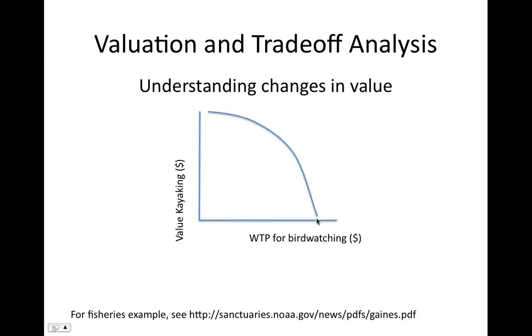And the opposite's true, where we have no kayaking and lots of bird watching. So we're often left with data and analysis from part of this curve, and our EBM may push us outside of that curve. So that's something to keep in mind when you're thinking about valuations. What is it that we can value?